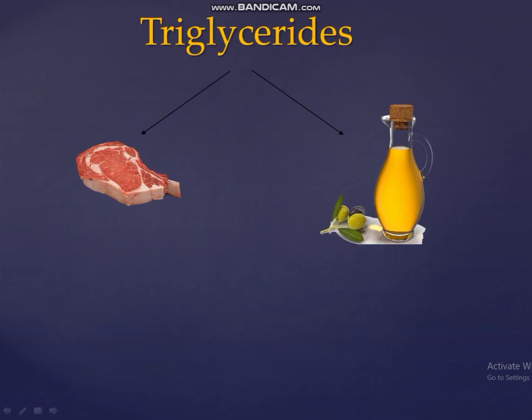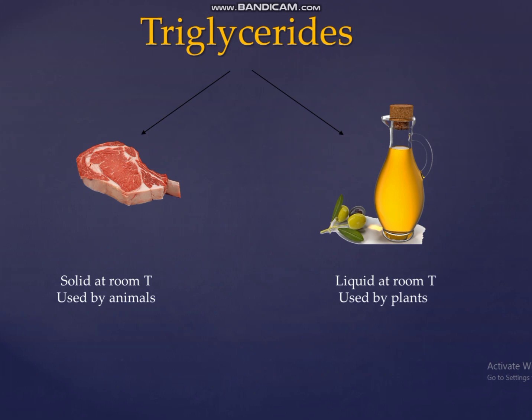A closer look at some main examples of lipids. First, triglycerides. Triglycerides include fats and oils. Fats such as tallow are solid at room temperature, used by animals. Oils such as olive and corn oils are liquid at room temperature, used by plants.